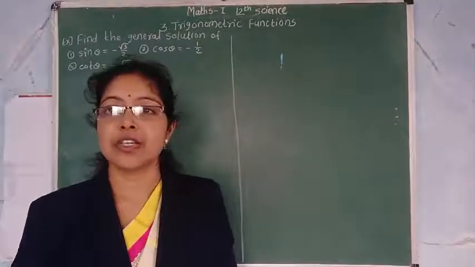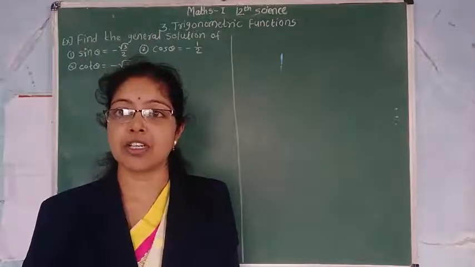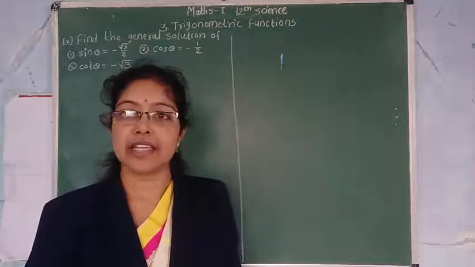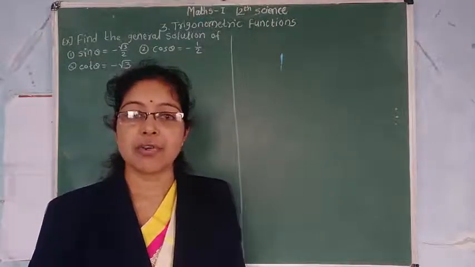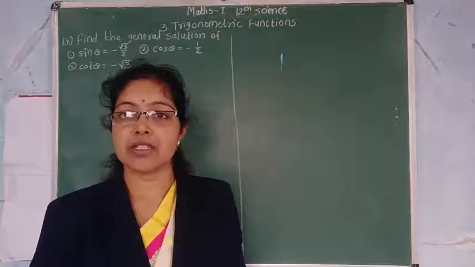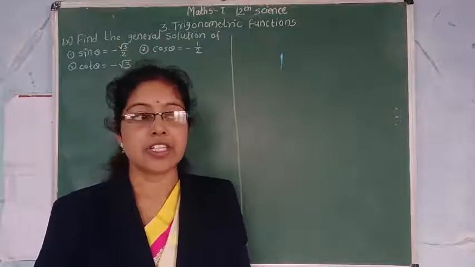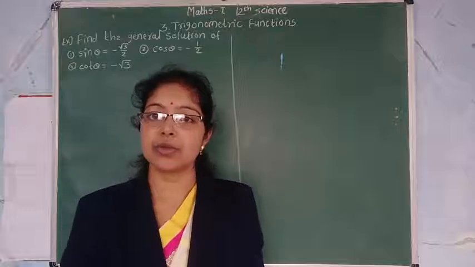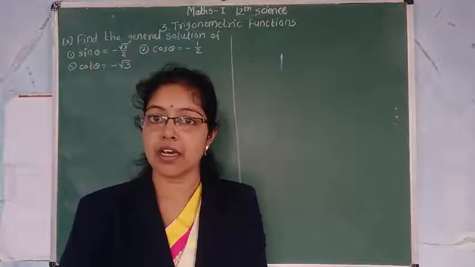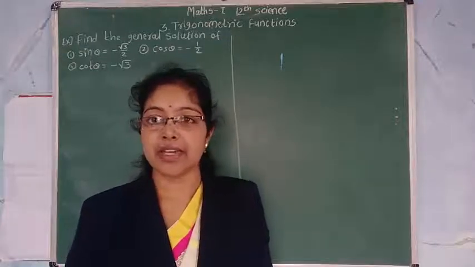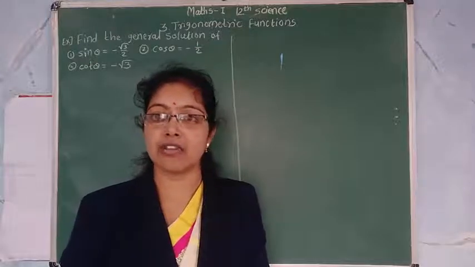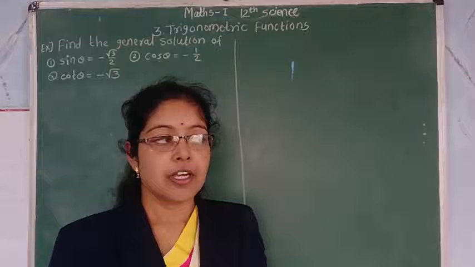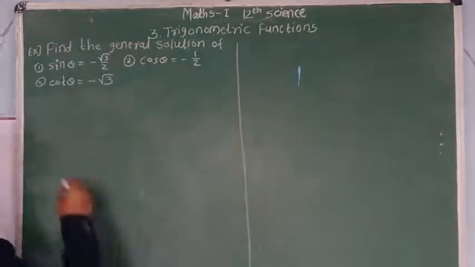Hello students, we continue solving examples on general solution. We know the formula for the general solution of sin theta is equal to sin alpha: theta is equal to n pi plus minus 1 raised to n alpha. The general solution of cos theta is equal to cos alpha is theta is equal to 2n pi plus minus alpha. And last is the formula of tan: tan theta is equal to tan alpha, so the general solution is theta is equal to n pi plus alpha. Now we will solve some examples on that.